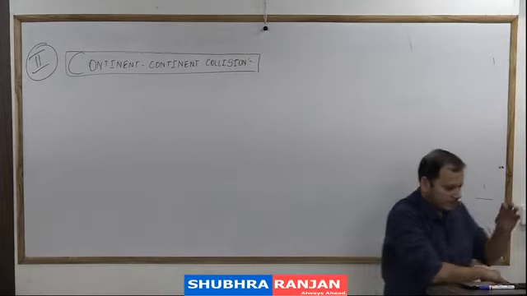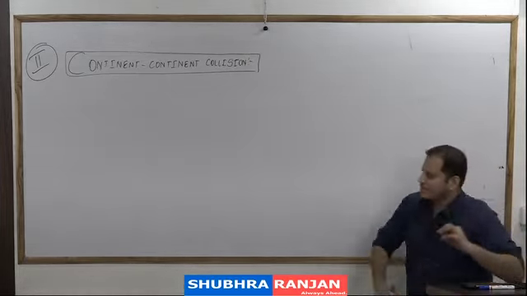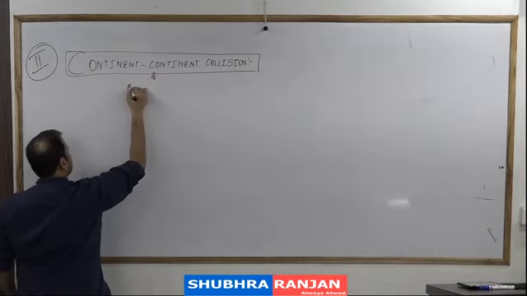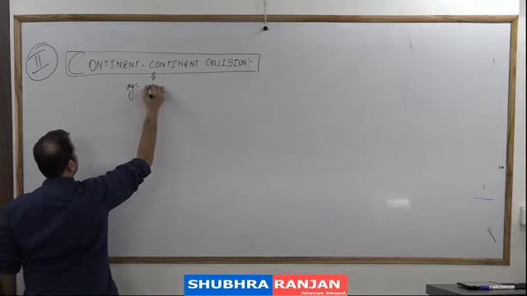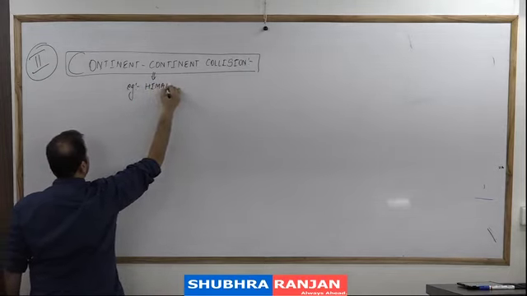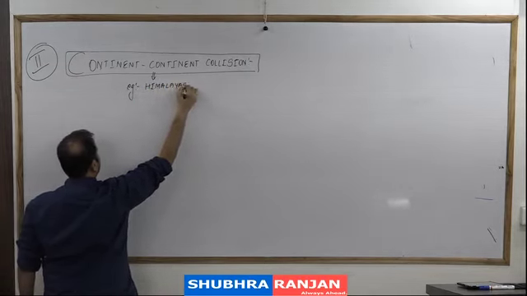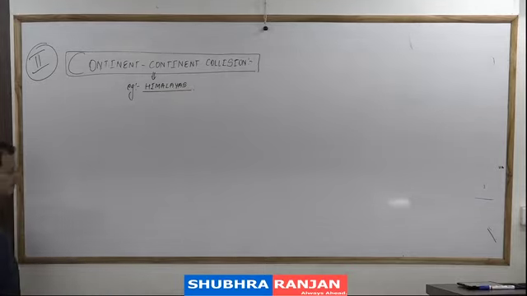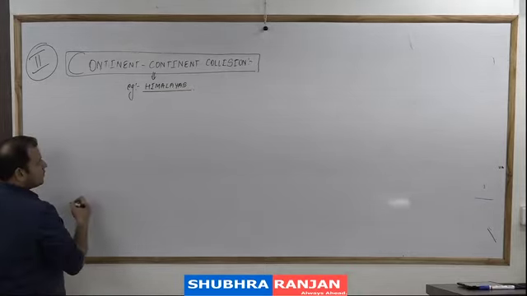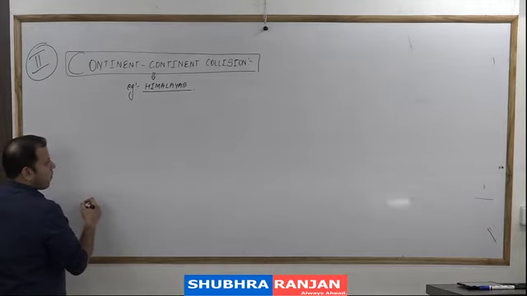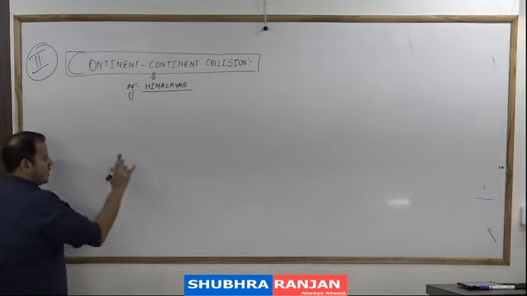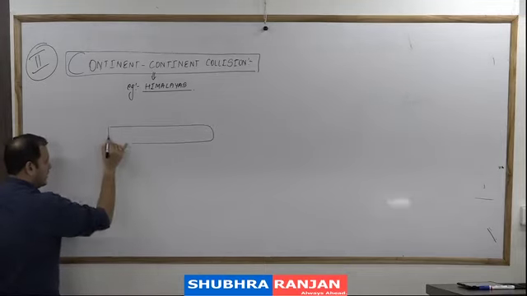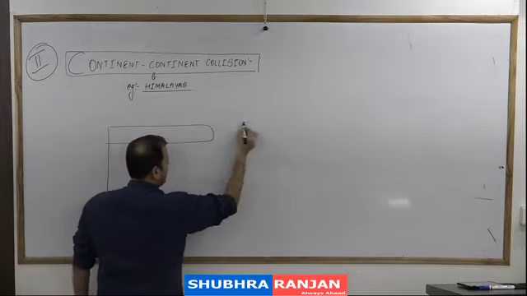Continent-continent collision. इसका example is Himalayas. Now before we write, understand the diagram. यहाँ पे both the plates are an example of a continental plate, and they both are coming near each other.